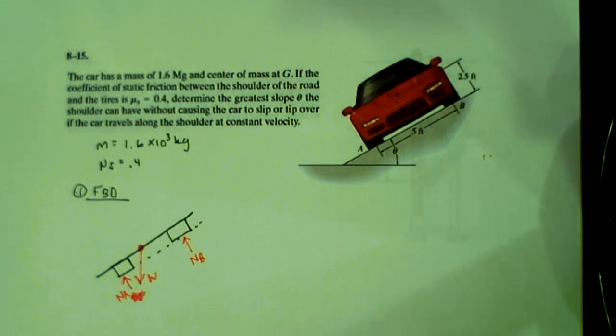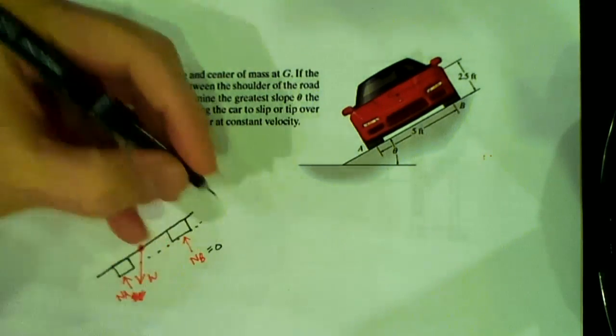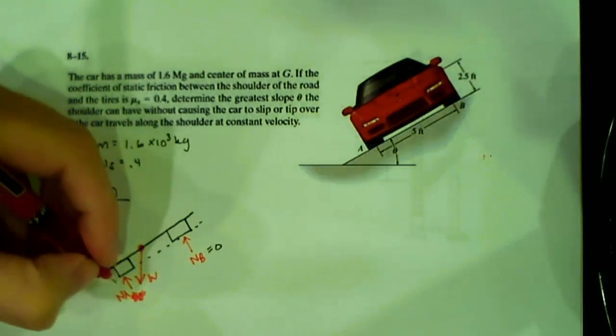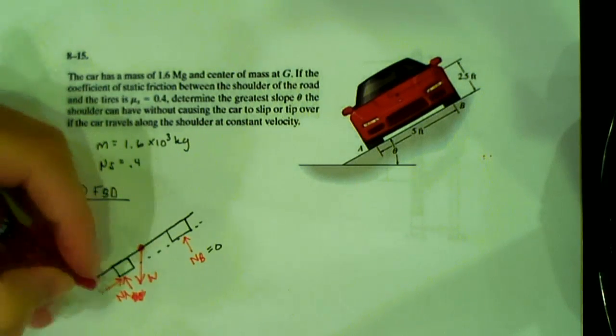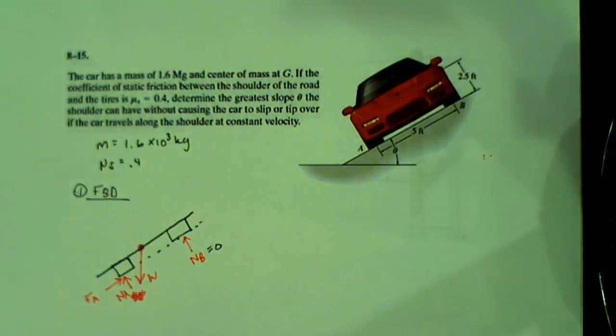So for this problem, it says, find the greatest slope theta the shoulder can have without causing the car to tip or slip over. If this thing is just about to tip over, what can we say about the normal reaction at B? It's 0. Good. Anytime you have something that's just about to tip, the weight is being supported by one side of it. So we're going to say that NB is equal to 0. In that case, our friction is only acting at wheel A. So I have force of friction at A.